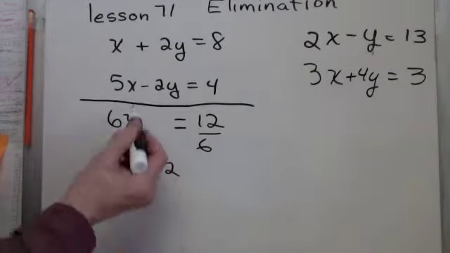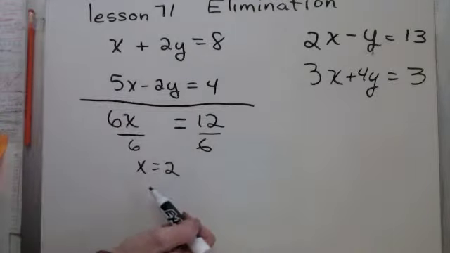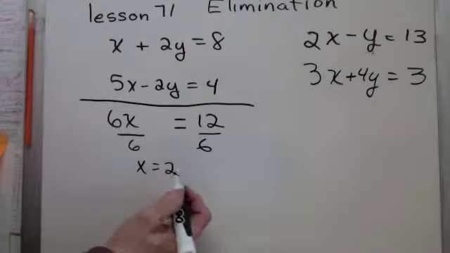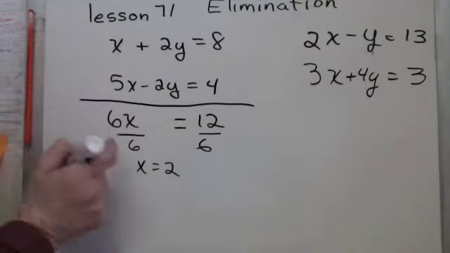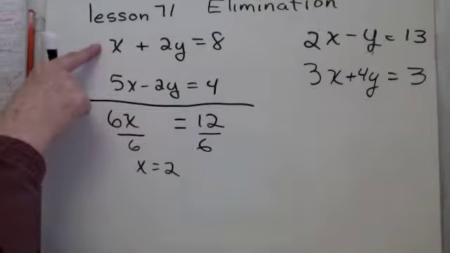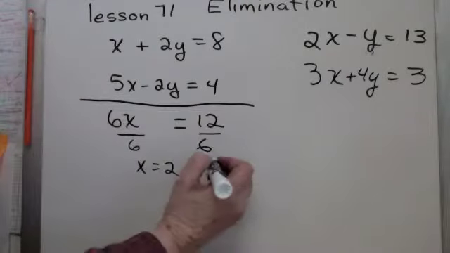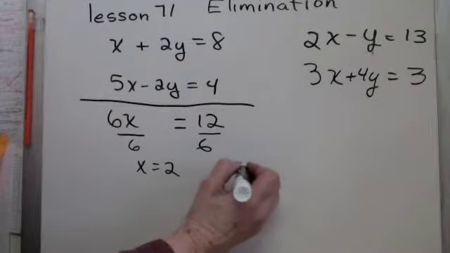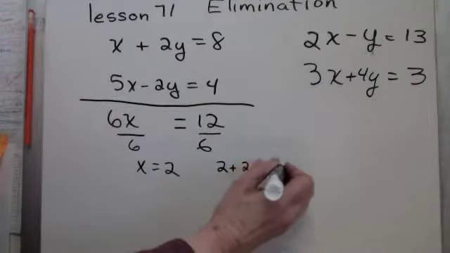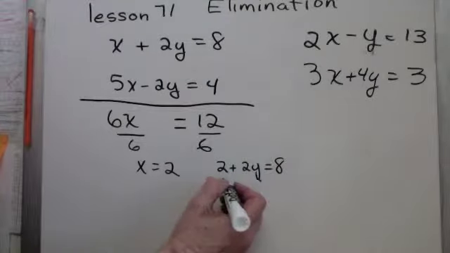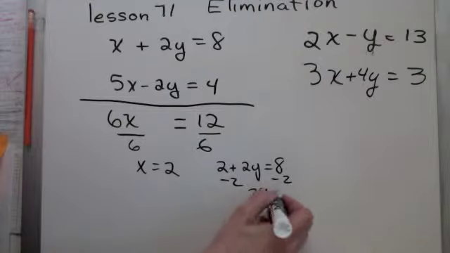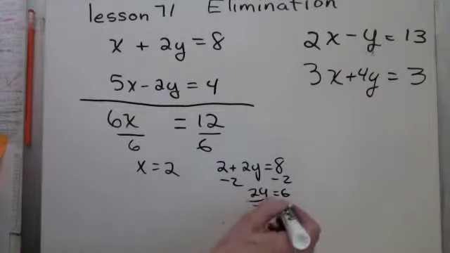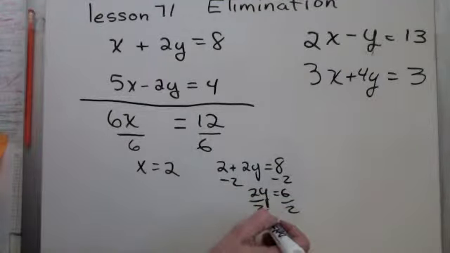I solved this first by eliminating the y variable, but for the solution, I need both x and y. So now I have to go back to one of the two equations. I pick the easier one and put the x in there. So if x is 2, that means I have 2 plus 2y equals 8. Subtract 2 from both sides, so I get 2y equals 6. Divide by 2, and I get y equals 3.